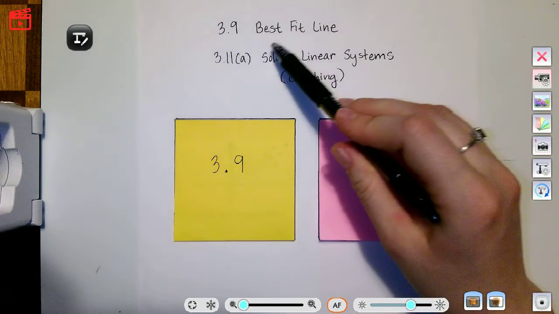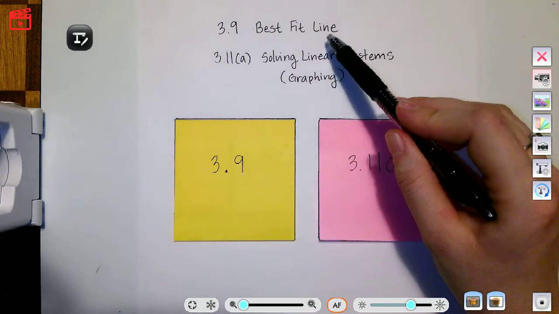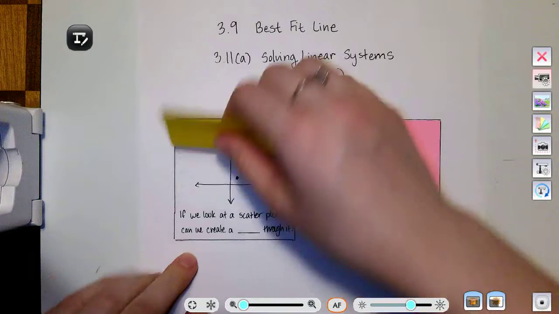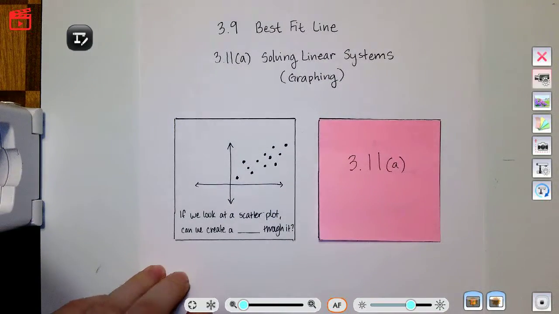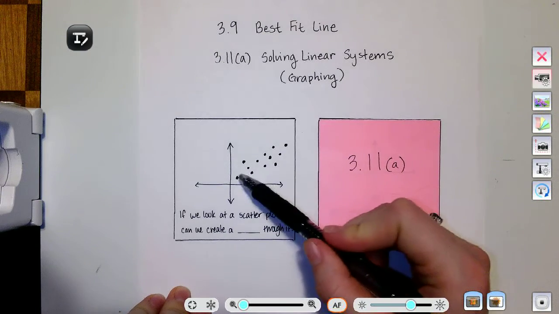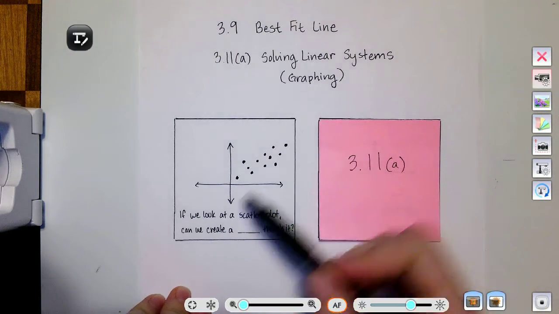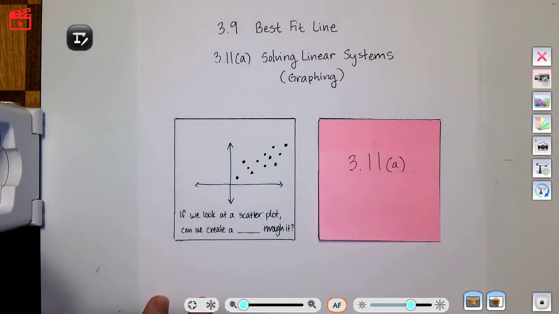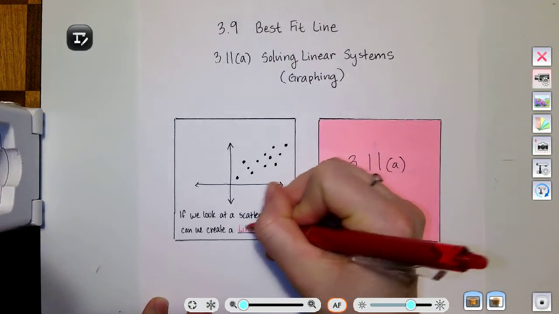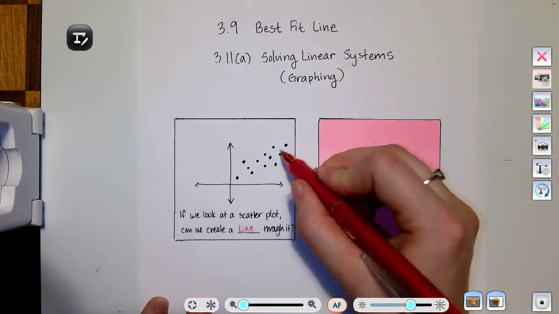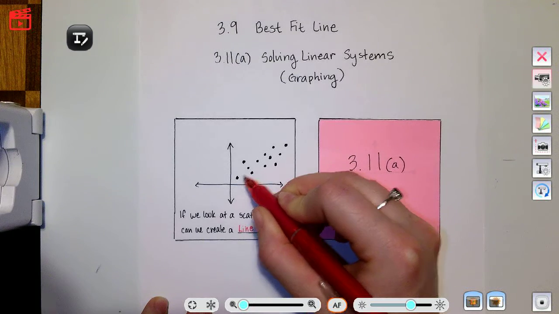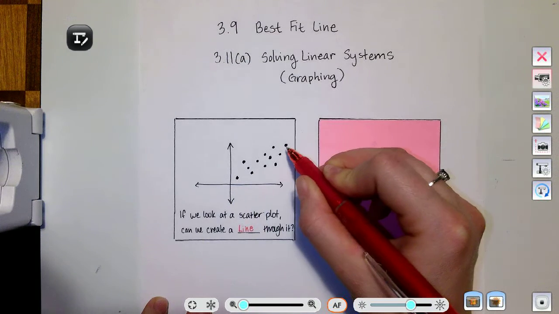So 3.9, best fit line, what does that mean? Well, let's take a look. So for 3.9, if we're looking at a scatter plot, so what is a scatter plot? It's a bunch of data just randomly on a graph. If we look at a scatter plot, can we create a line through it? A line. Okay, so notice when looking at these dots, they are not in a straight line. I can't draw a line, and remember, lines are all straight. I cannot draw a line that hits every single point.